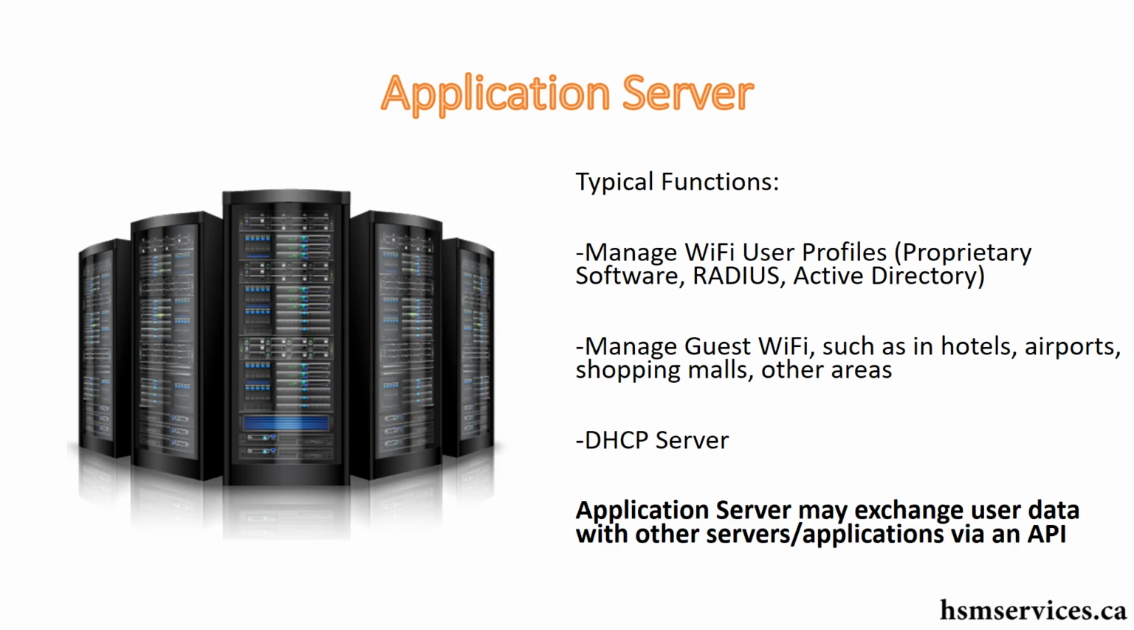Or you could also need a server for DHCP, so assigning IP addresses to the different devices that connect to the wireless network. And your application server might have to exchange user data with other servers on the network, and you can probably use an API or middleware for that.